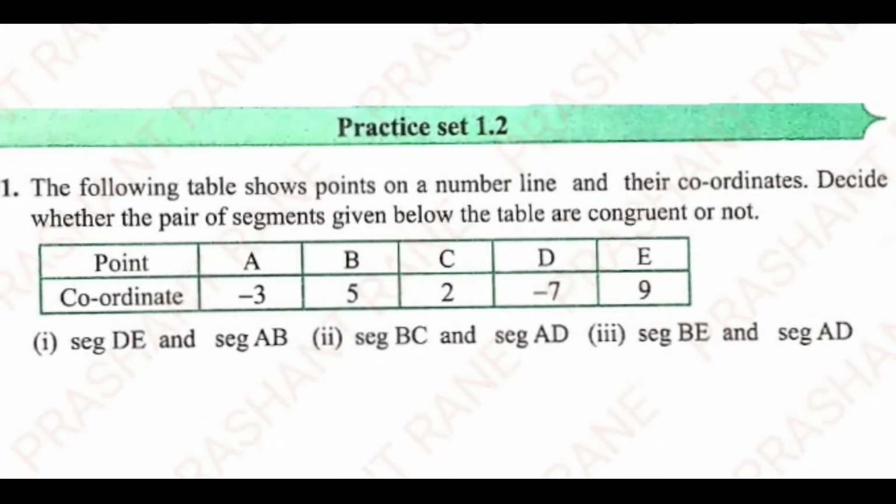Practice set 1.2. The following table shows the points on a number line and their coordinates. Decide whether the pairs of segments given below the table are congruent or not. We are given the coordinates of points A, B, C, D and E. You have to justify whether segment DE and segment AB are congruent, segment BC and segment AD, segment BE and segment AD. So first, we'll decide whether segment DE and segment AB are congruent or not.